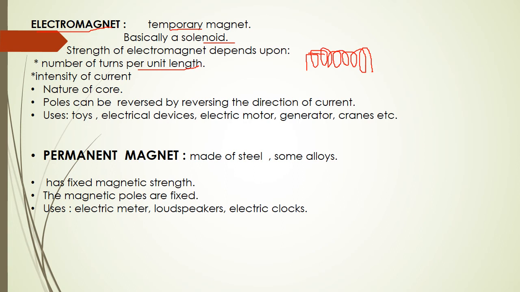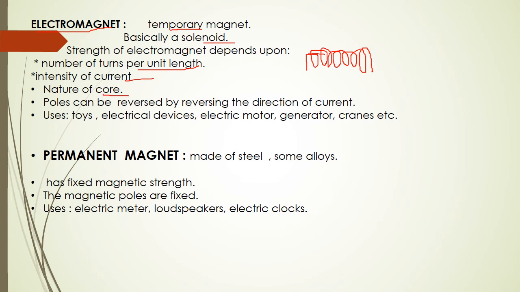So the strength of an electromagnet, and we can say the solenoid also, the strength of a solenoid depends upon the number of turns per unit length. Then the intensity of current: if we are increasing the amount of current, its strength will increase.